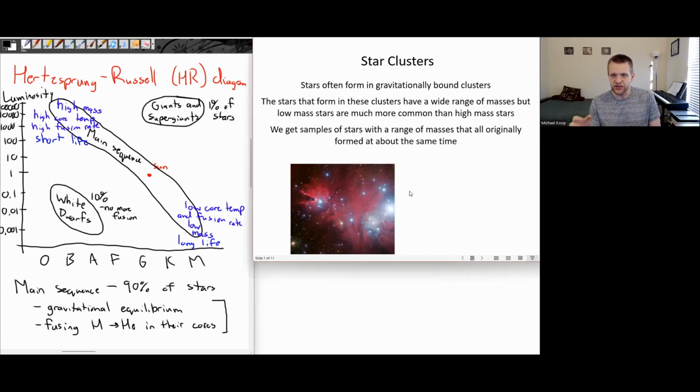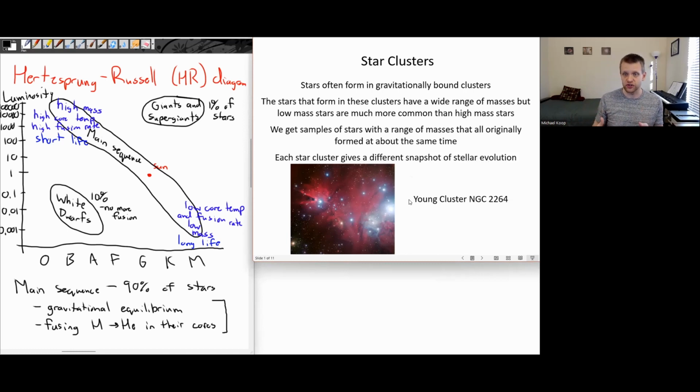What this means is these star clusters give us a way of looking at, if all of these stars are the same age, how have different massed stars in the sample aged differently over the same period of time? Okay? So each star cluster basically gives us a different snapshot of stellar evolution, and we can draw these Hertzsprung-Russell-like diagrams. Usually that will be, instead of just luminosity, it will be apparent brightness on the vertical axis and spectral type on the horizontal axis.